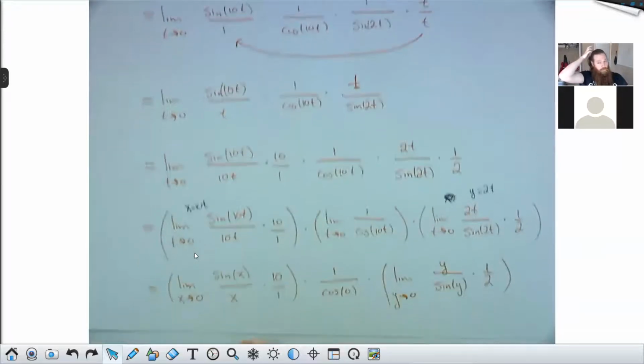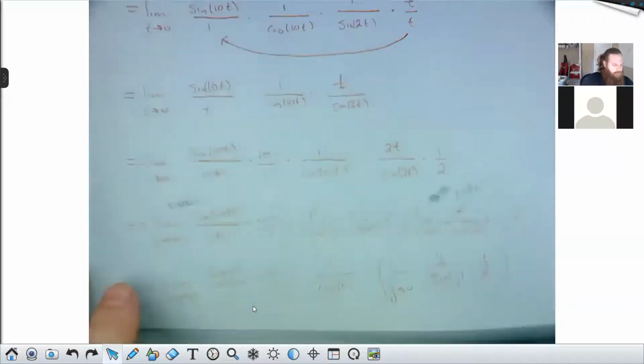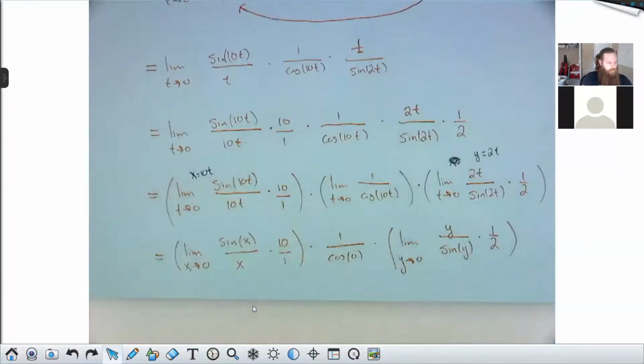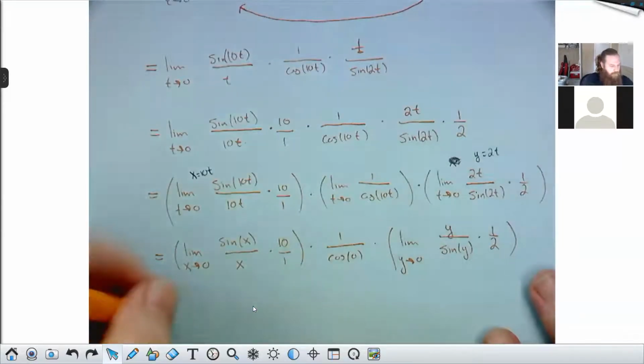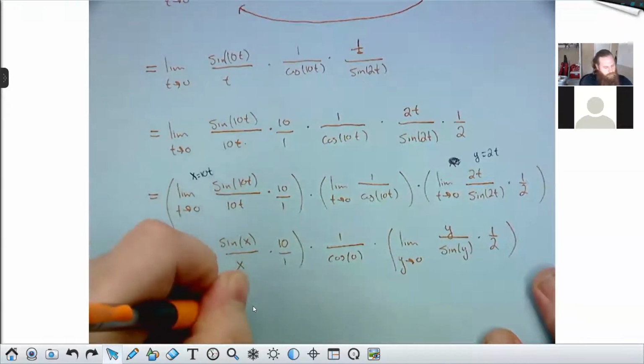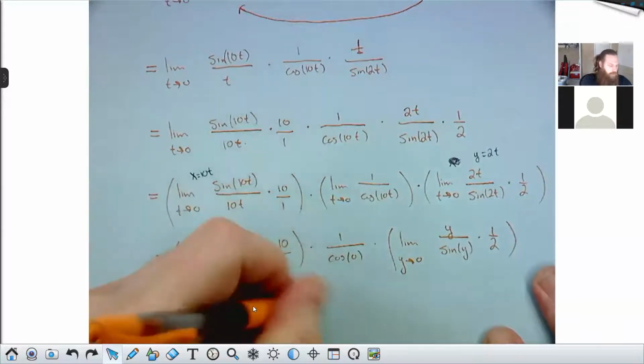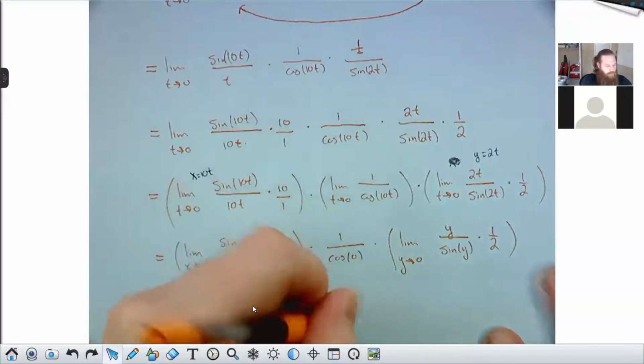So now we look at these and we ask, do I know what the pieces do? Again, the middle piece is just 1, not worried about that. Limit x to 0 of sine x over x, this guy is 1. So from this first piece, I'll have 1 times 10 over 1. This piece, the cosine of 0 is 1, so this is just 1 over 1.